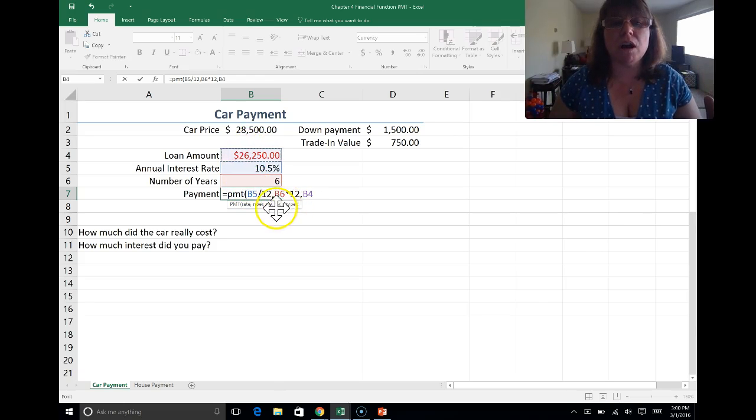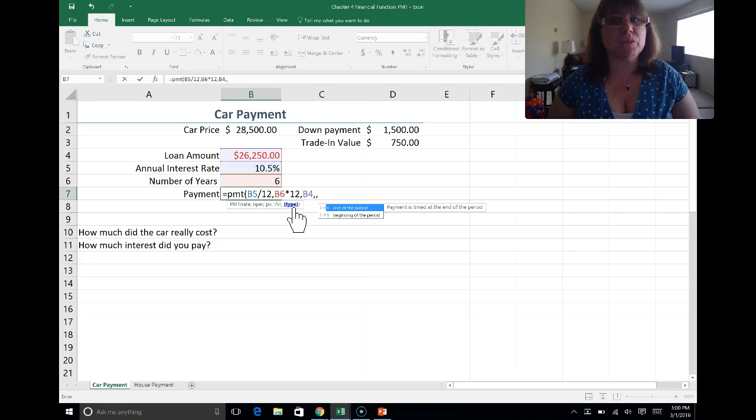And the other two are optional. Future value, by default it's 0, so I don't need to put anything in here. So I'll just leave it blank. I'll put another comma to move me over to the type. Now the type is, do I make my payment at the beginning of the period, which remember we're paying monthly, so is it a payment at the beginning of the month or the end of the month? If I don't know, I'm going to leave it blank. It's going to assume it's at the end of the period. So I'm going to leave it blank, and just close my parentheses.